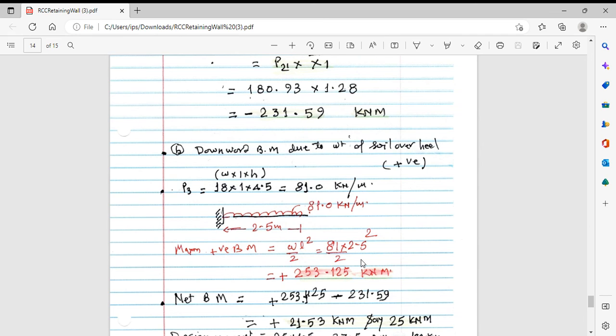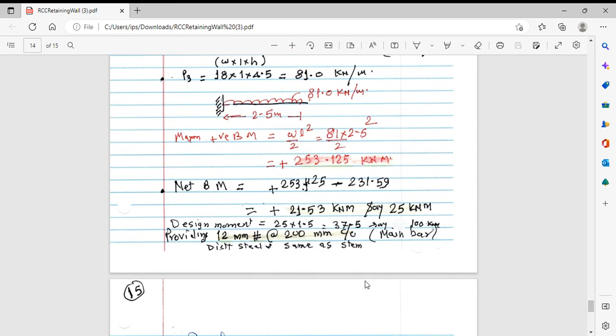Then the net bending moment will be the positive bending moment minus the negative bending moment. It comes out to be the final bending moment, and we'll find it comes out to be 21.53 positive, rounding it as say 25 kilonewton meter. Because it is acting positive, it means it is acting downward, so we have to provide the main reinforcement at the top of the base slab, that is at the heel, not at the bottom.